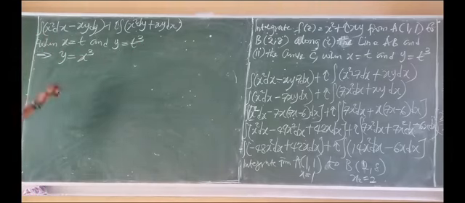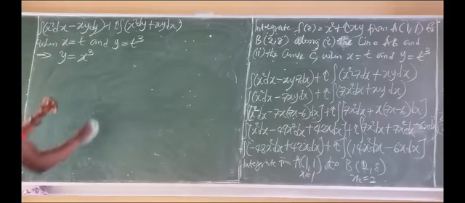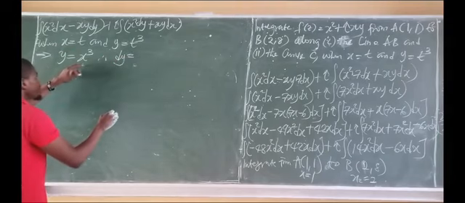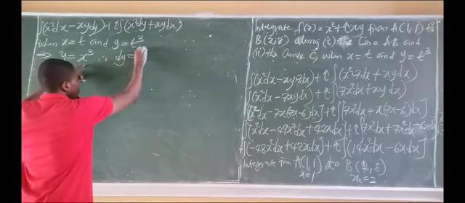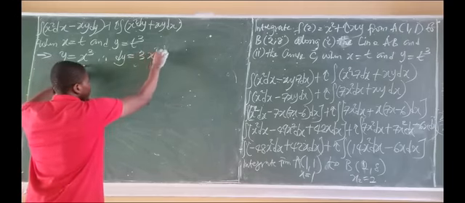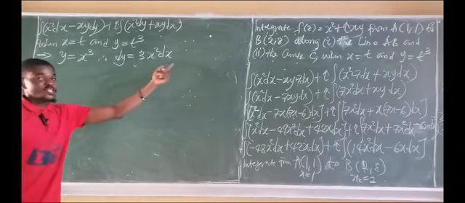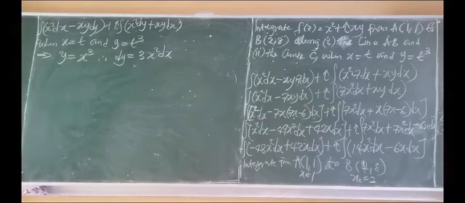Then again, we need to also find dy. Therefore, we differentiate y. dy is equal to, if you differentiate y, you're going to have 3x squared dx. So wherever you see dy in this equation, put in the value as 3x squared dx. It's as simple as that. So let's put in the values now and see.